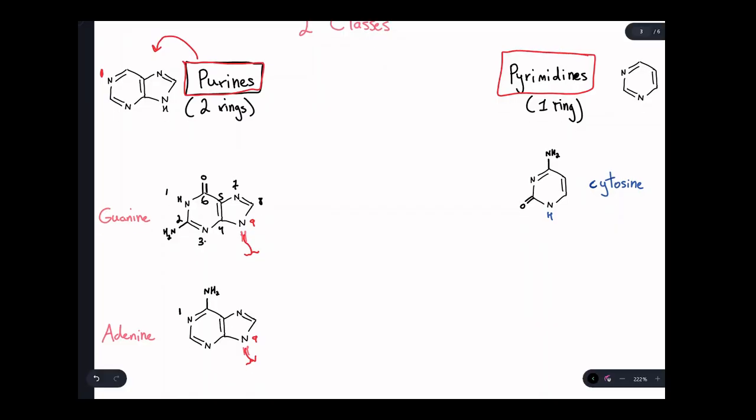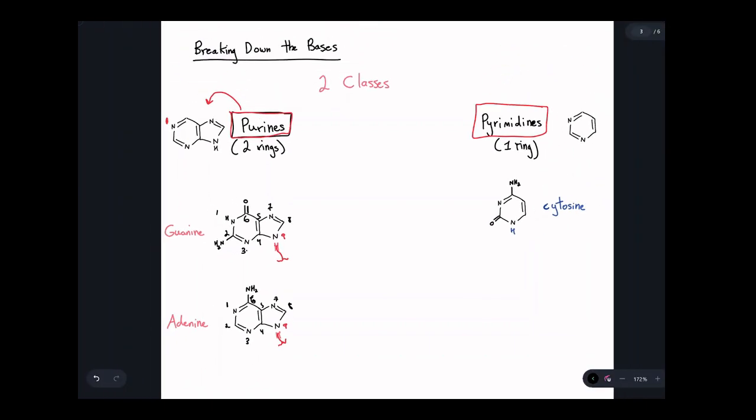In these molecules, find where that nitrogen is linked to the sugar; the opposite corner is 1, right? That's a good way to handle the purines. Same thing for adenine. 1, 2, 3, 4, 5, 6, 7, 8, 9. Cool.